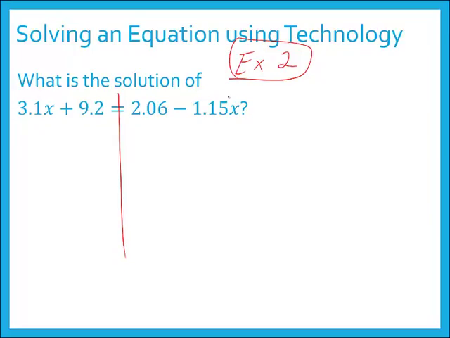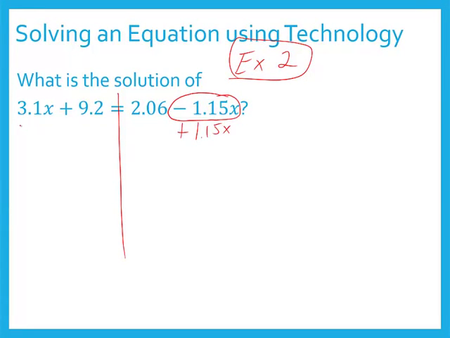So circle this negative 1.15x, because that's what we need to move to the left side. Don't forget that the symbol in front of the term belongs to that term. So in order to get rid of the negative 1.15x, we need to add it, the inverse operation, to both sides. So plus 1.15x. Draw your line, and that's going to be the addition property of equality.